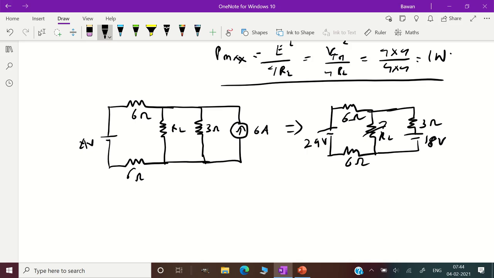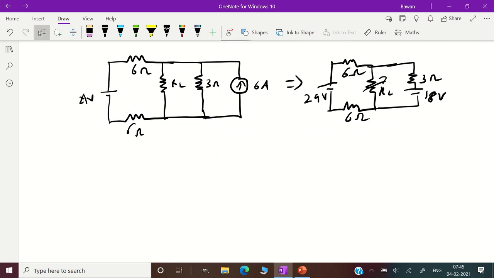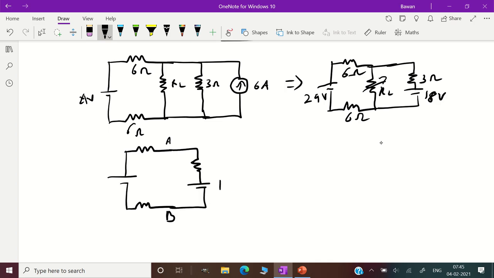Now we have to calculate VTH from here. For VTH, we have to remove the load. Let us remove the load here, and then this also is not there anymore. Let's call it AB. After removing the load, we have 3 ohms, and we have 18 volts, and 24 volts, then 3 ohms, 6 ohms, 6 ohms.